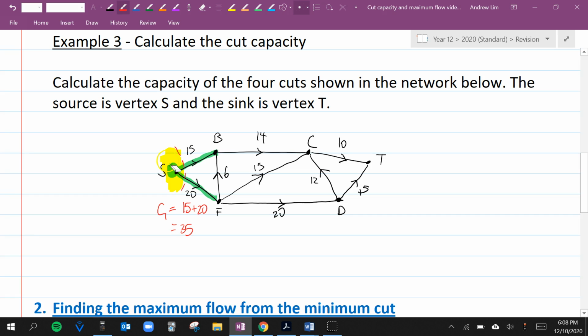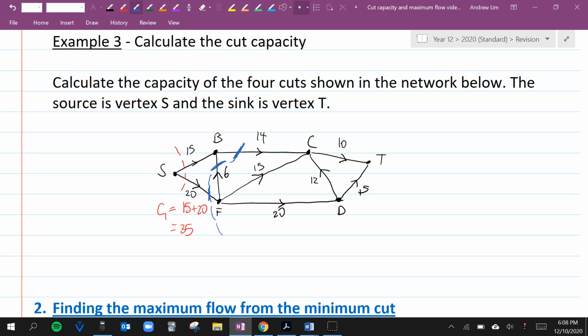But what if, let's get rid of these. I'll just throw them back in. What if I want to do a different cut somewhere else? Let's say I want to do a cut from here down here. Can you see how if we were to cut along here and here and here, it will definitely separate the source from the sink.